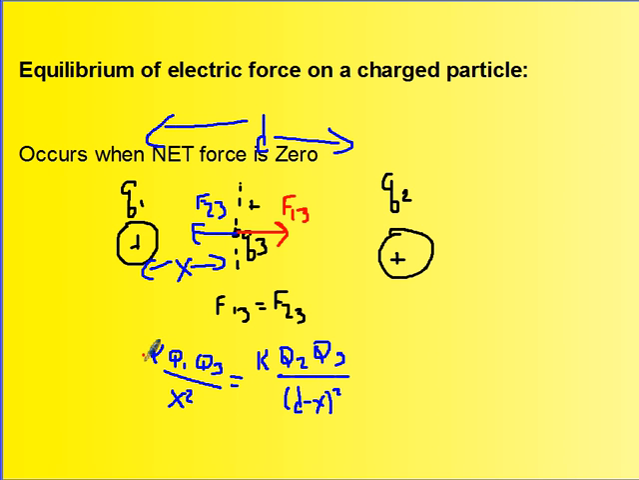All right, my k's are going to cancel. Q3 is going to cancel. So I'm left with this right here. Let me switch colors here. I'm going to go black. Q1 divided by x squared is equal to Q2 divided by (d minus x) squared. So you wind up with this quadratic that you can solve to find where the equilibrium of an electric force on a charged particle would be.